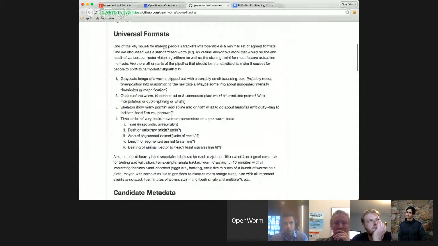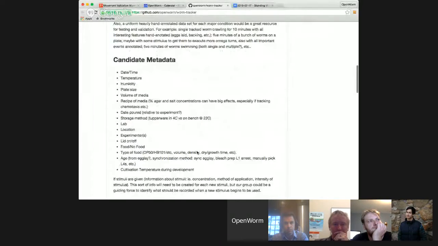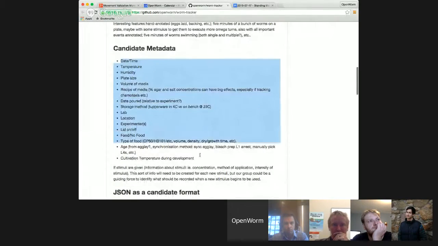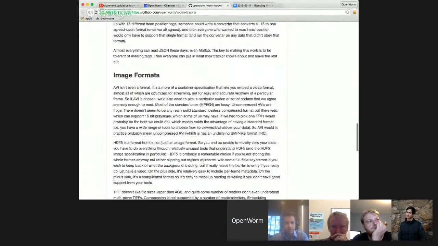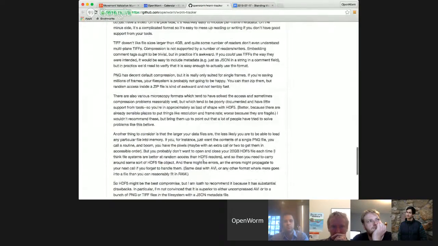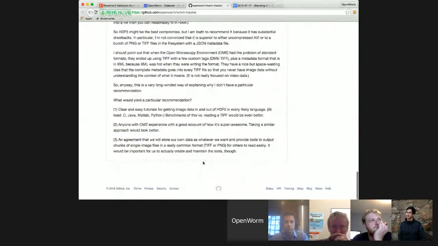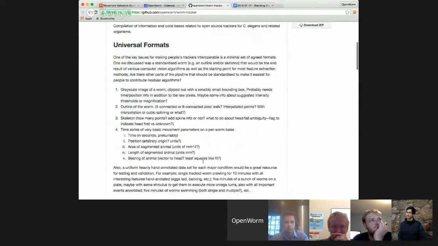And so what's on the page right now, I guess we can look at it, are some things that folks said they might want to have in terms of standardizations. There is a list of universal formats that folks are talking about proposing, a list of candidate metadata that somebody threw out, discussion of JSON as a candidate format, and some discussion of various image formats. Each of these came from different folks.